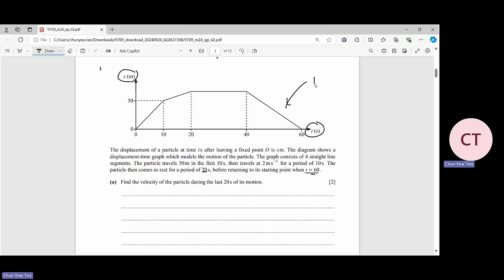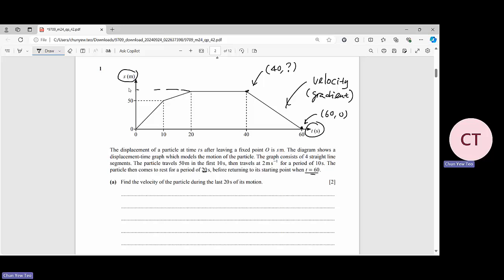We want to find the velocity. So for the velocity, that means we need to find the gradient. And for the gradient, we need to find this point. This point, we know is (60, 0). We need to find this point as (40, ?), and we do not know the value here. So this value is connected to here.